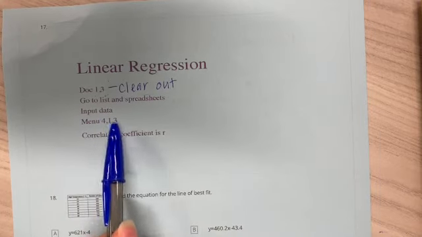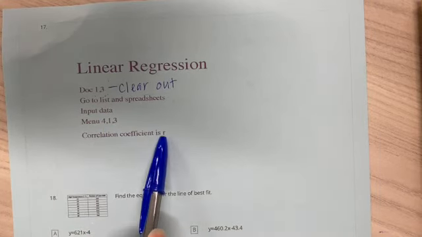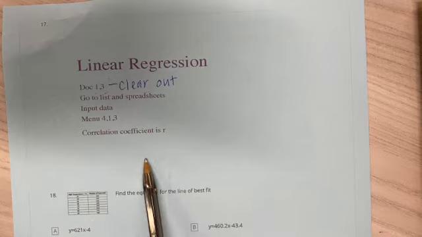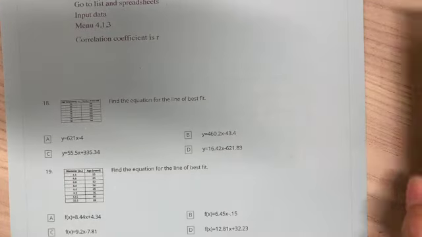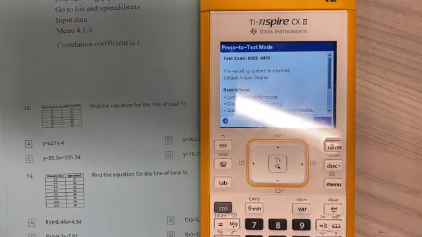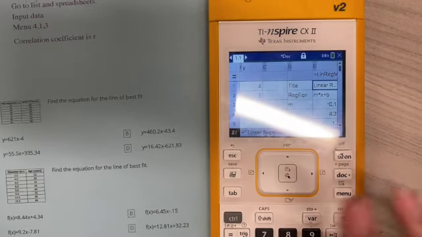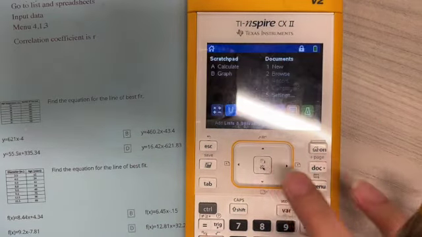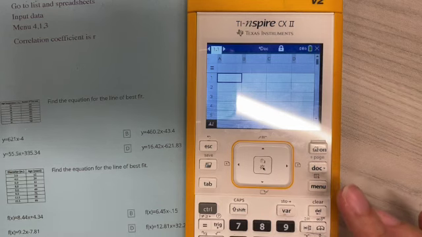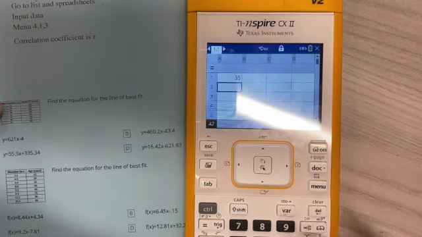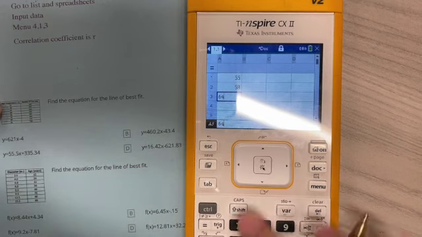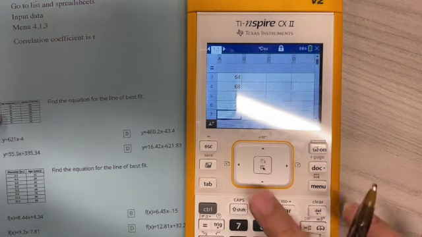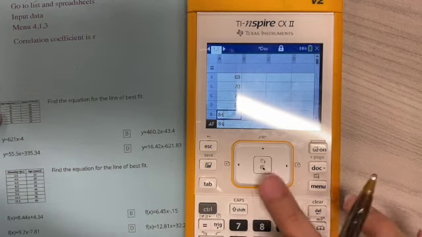Input your data. Menu 4-1-3, correlation coefficient is r. When we're looking for an equation, we're looking for m and b. When we're looking for correlation coefficient, that is r. So here we go. And I'm going to do these kind of quick because this video is getting kind of long. I want to make sure we're good to go. So first thing, Doc 1-3, clear that out. Go back in. My x values are 55, 58, 64, 68, 70, 75, 80, 84.